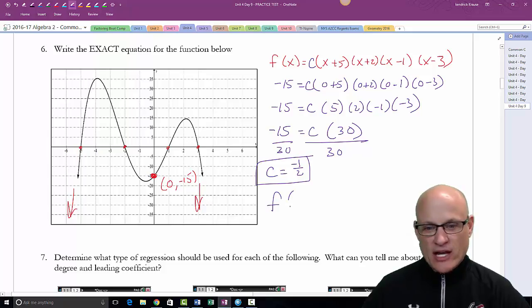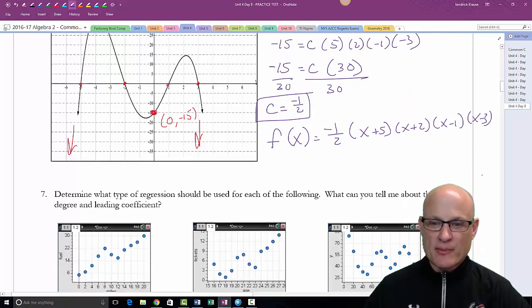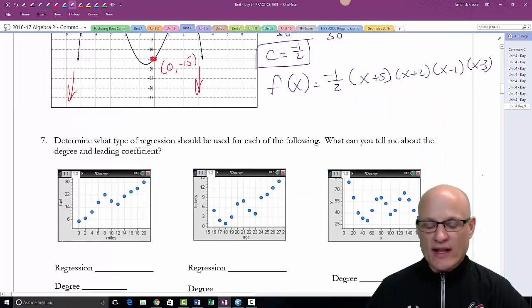So my equation is f(x) = -1/2 (x + 5)(x + 2)(x - 1)(x - 3). And if you wanted to, I know that's by my head, you can distribute all that stuff out or not.